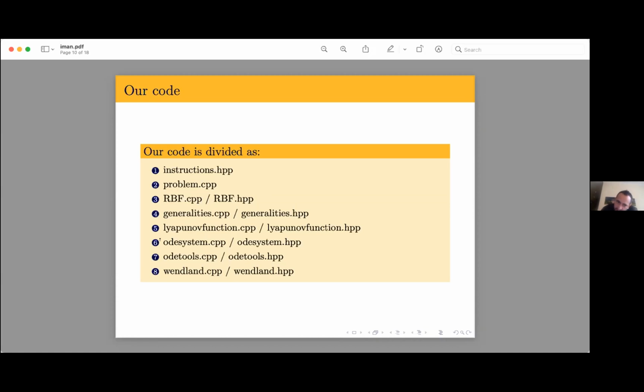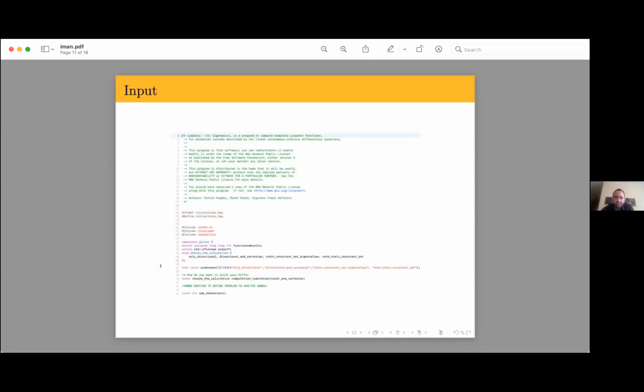Now, the user has to modify the ODE system as much as the instructions. So that's where the user decides what system to run. And then the ODE tools, that's basically just the Jacobian or things related to the dynamical system. And then wetland.cpp, that's basically wetland shoal. So that's the code to compute wetland functions of any order for any smooth parameter.